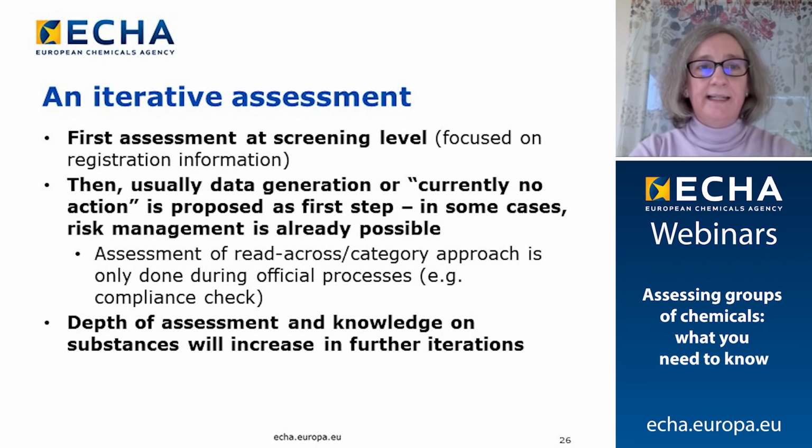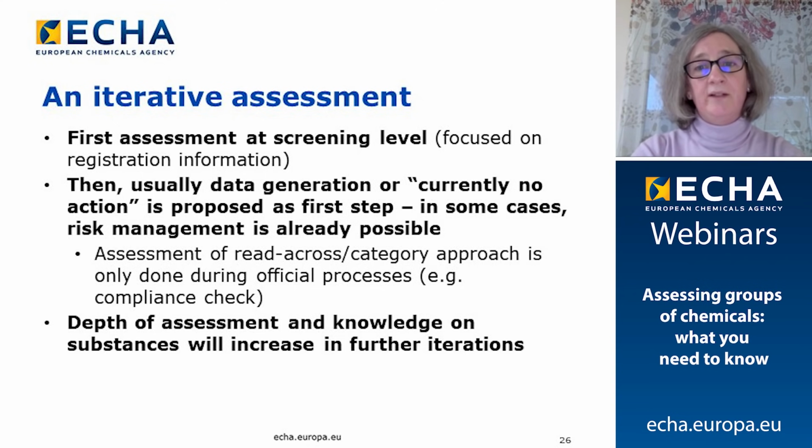As said in the previous slide, the assessment of regulatory needs is an iterative assessment. So we do for all those groups a first assessment, which is actually done at the screening level and where we really focus on what is available to us in the registration information, being from the hazard data perspective or from the use perspective. From there, we conclude on the next immediate action, which is usually data generation.